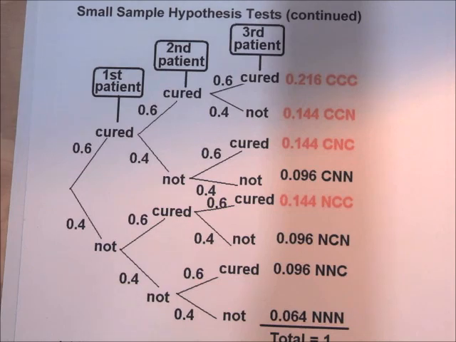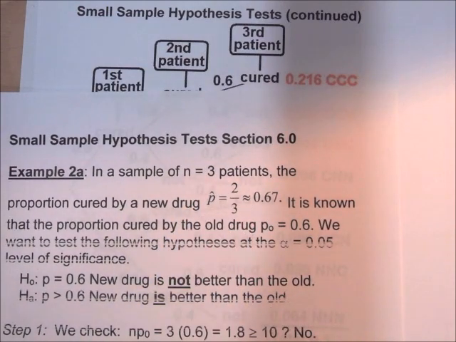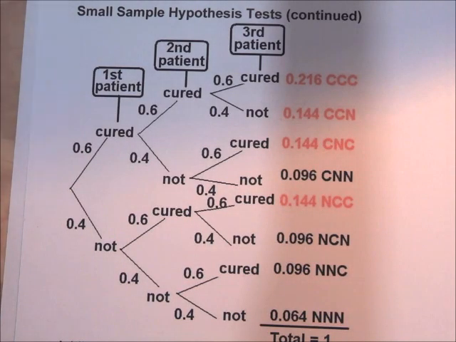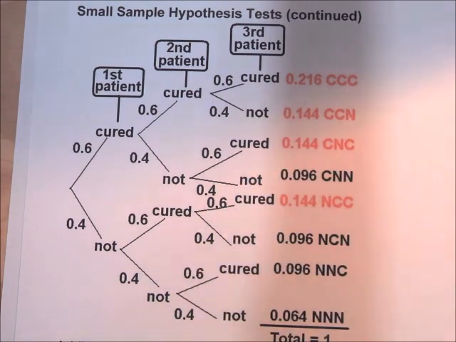We're interested in the paths where at least 2 out of 3 were cured. So in our sample, 2 out of 3 were cured. So what is the chance of that happening if the new drug is no better than the old? Those are the paths I put in red here, where at least 2 out of 3 were cured. The paths in red are the ones we want to add up. If you add these up, we get a total probability of 0.648. So if H naught is true, then there's a 0.648 chance that at least 2 out of the 3 patients would be cured.